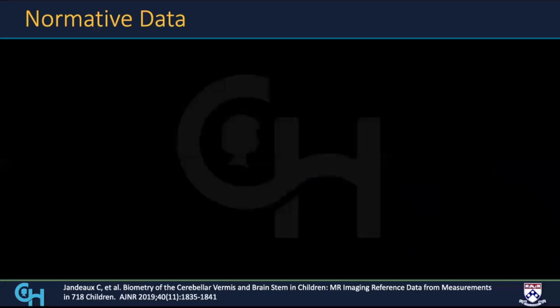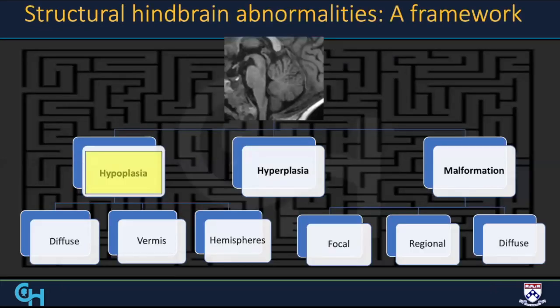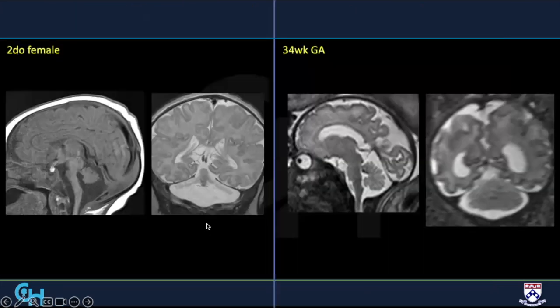Now, visual assessment of the brain size can be difficult, so I recommend keeping a low threshold for comparison to age-matched normative data and any literature available, such as this. For instance, in the 2-year-old boy with NF1 that I showed on the previous slide, the vermis and pons were both larger than the 97th percentile for age. Okay, a cerebellum that is hypoplastic can either be diffusely hypoplastic, or vermian or hemispheric predominant. Here are two different forms of cerebellar hypoplasia.